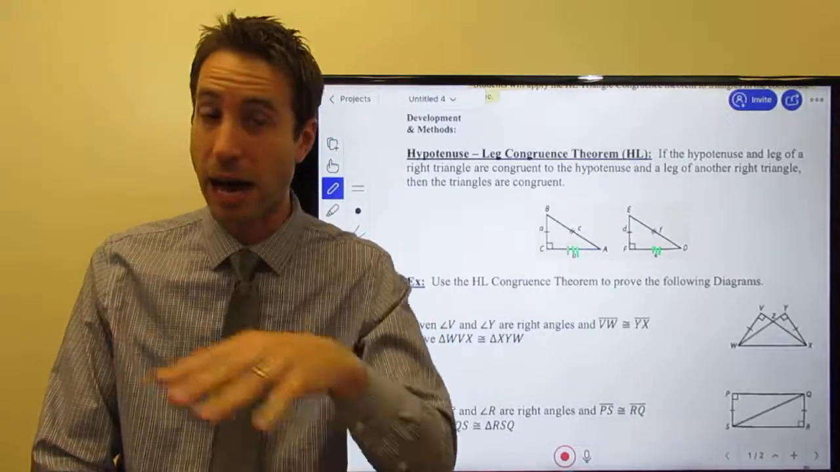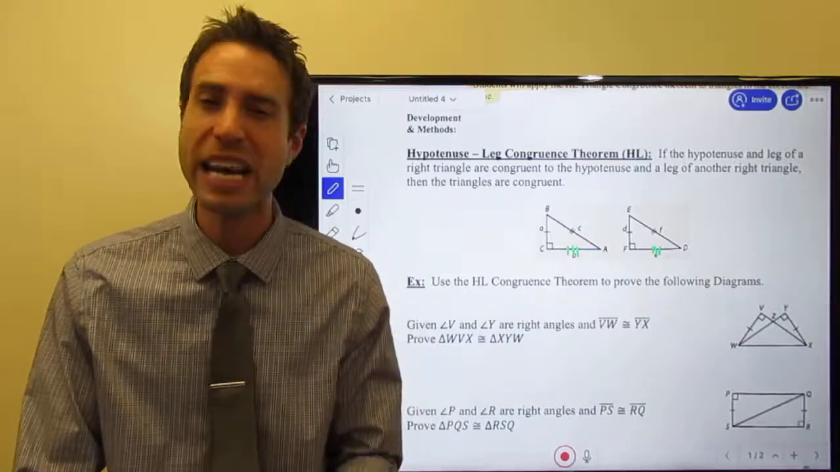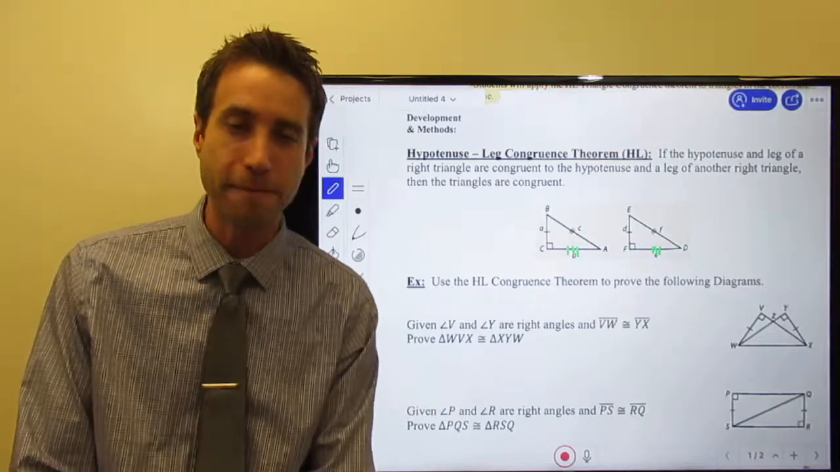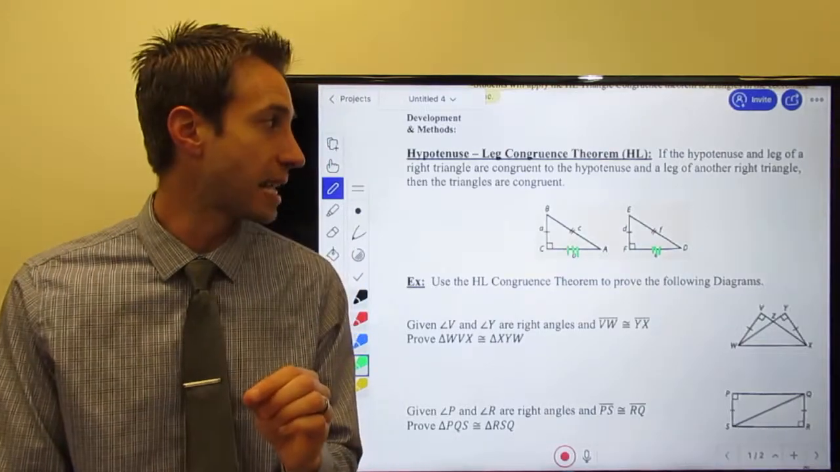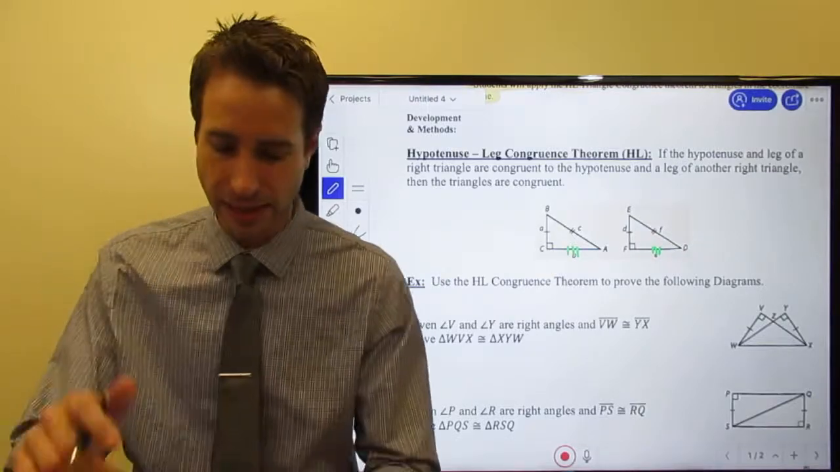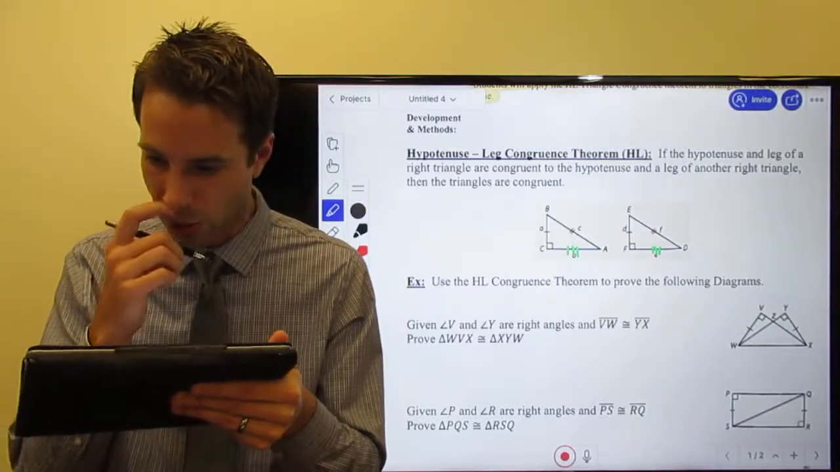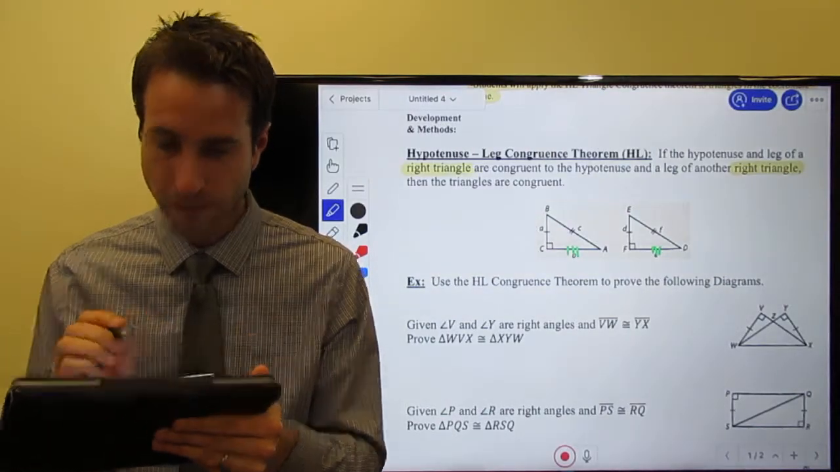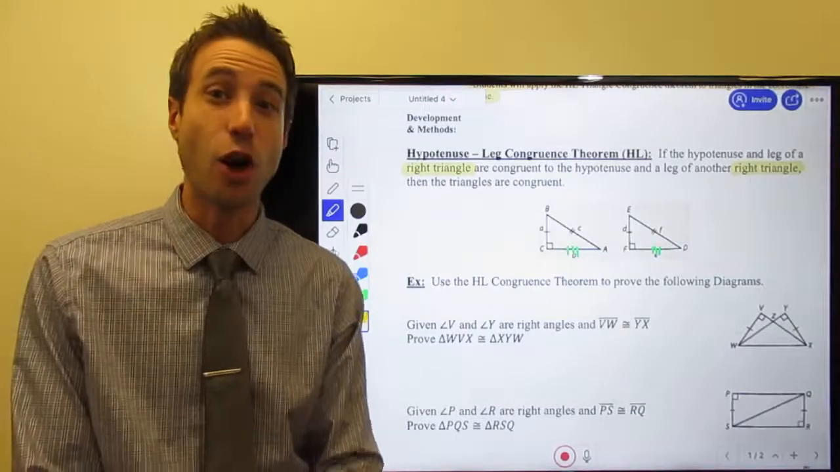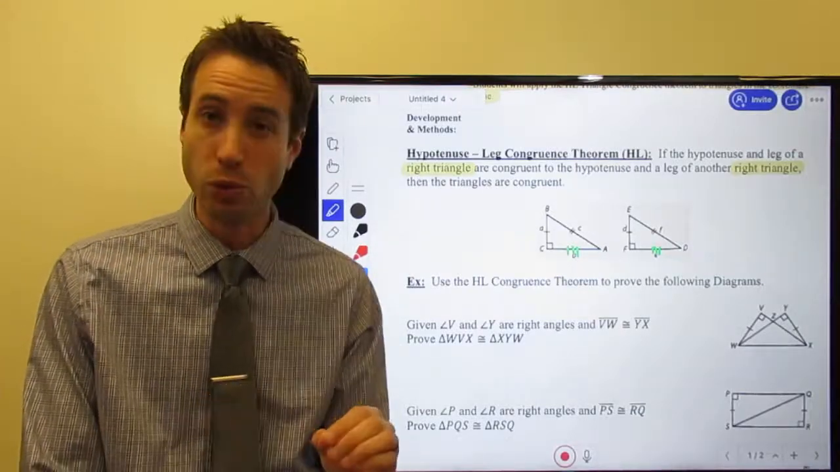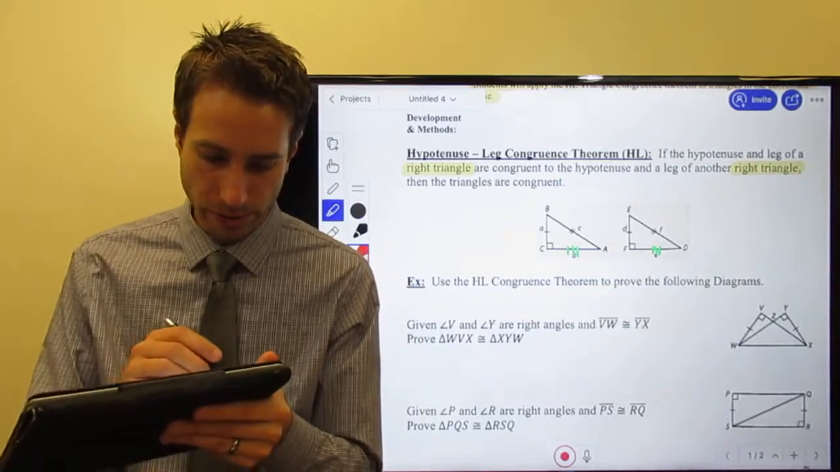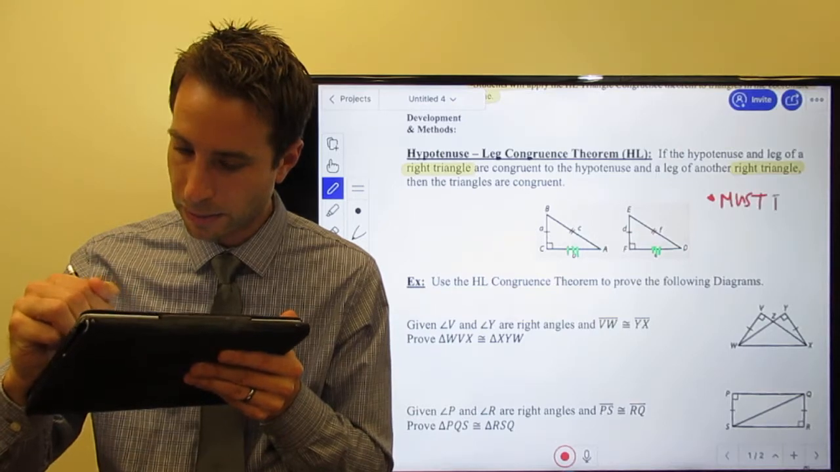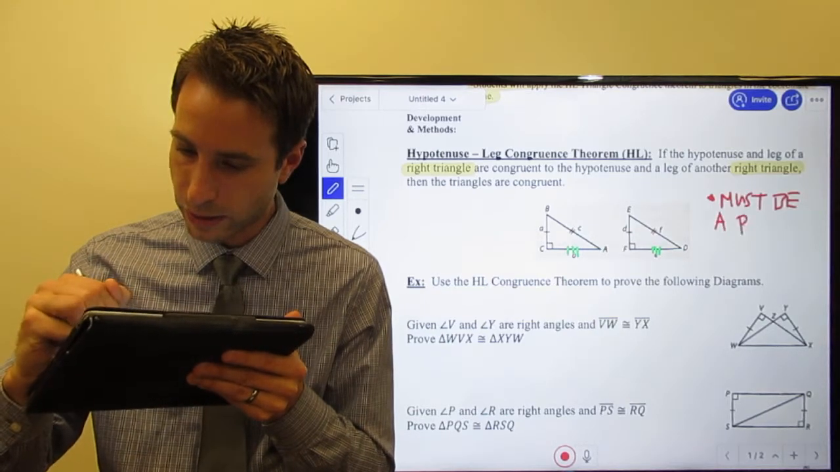Proving those 2 things, the hypotenuses and a pair of legs are congruent, is enough to prove the triangles are congruent. Why? Well, here's the qualifying statement that is ridiculously important. So important. Really important. It only works for right triangles. Must be a right triangle.